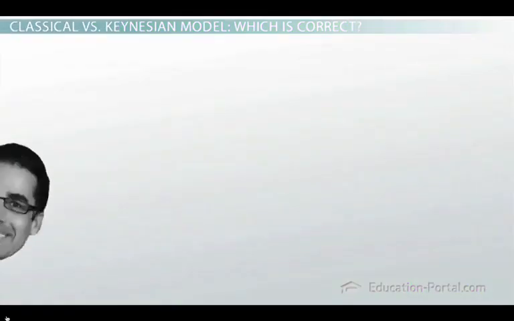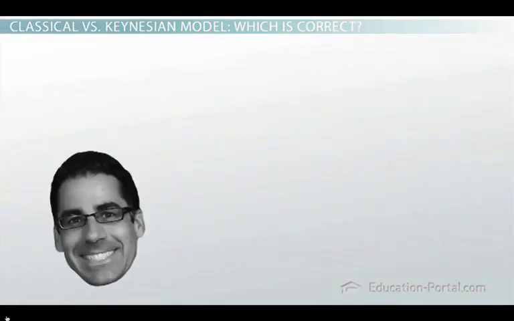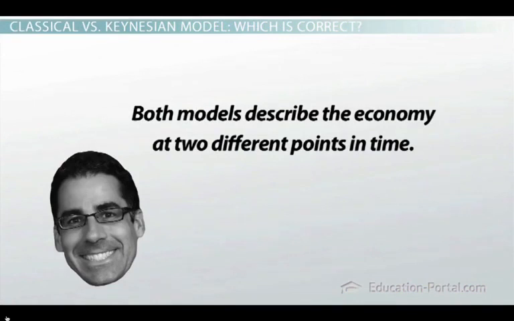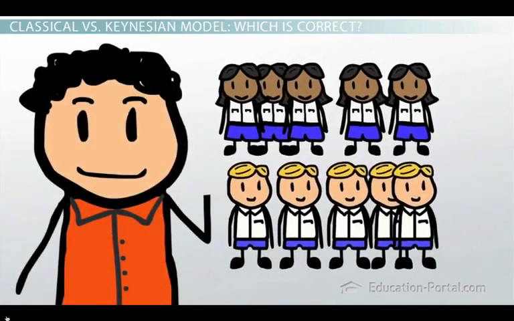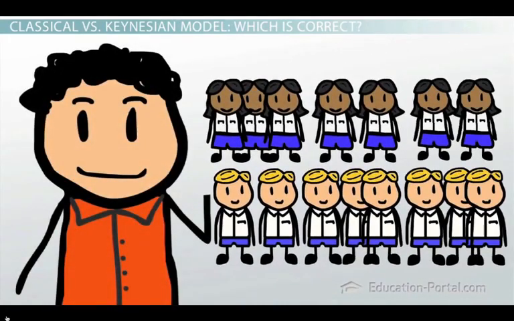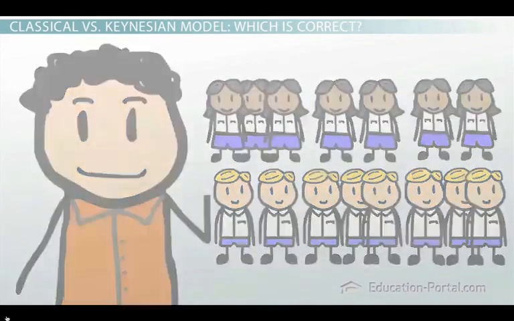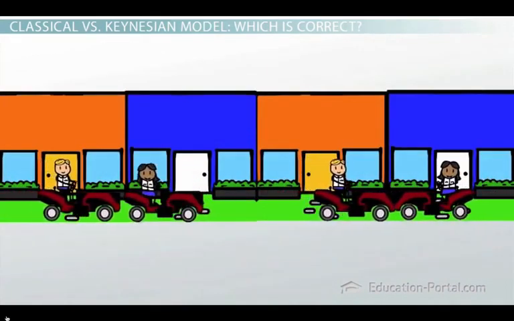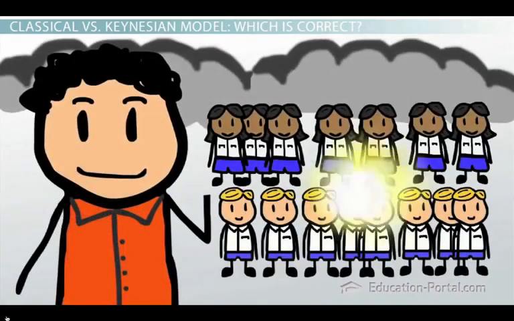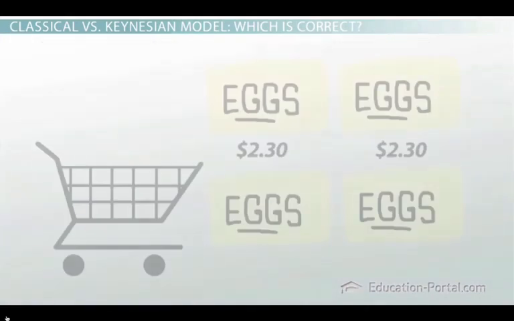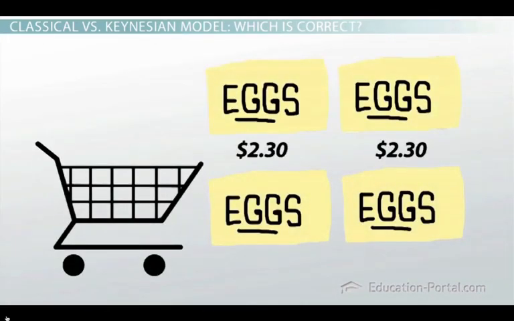When it comes to these two economic models, both of them are correct because they're describing the economy at two different points in time. The classical model does a great job of describing the economy in the long run, where resources are fully employed and everyone is working. The Keynesian model does a great job of describing what happens when there's a recession and people are out of work, or when the economy is temporarily overheating and a shortage of workers takes place.